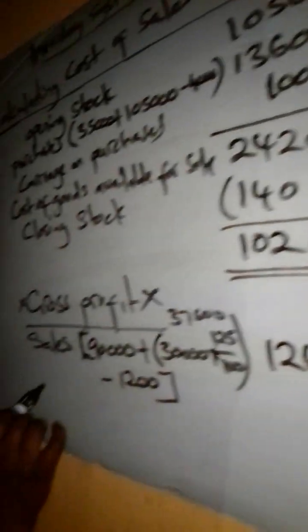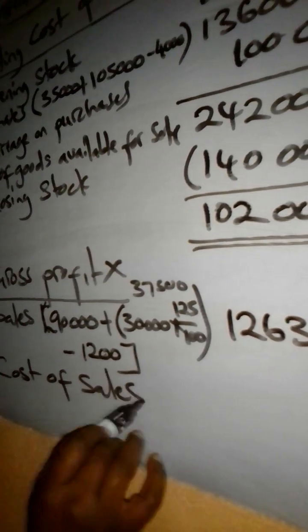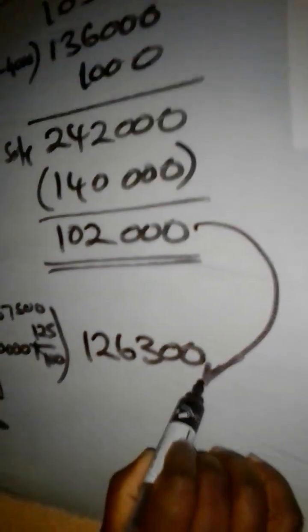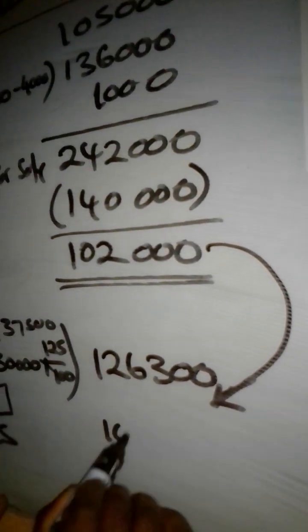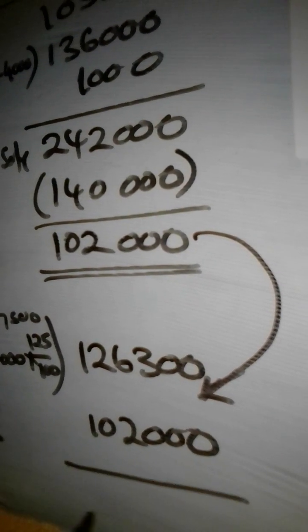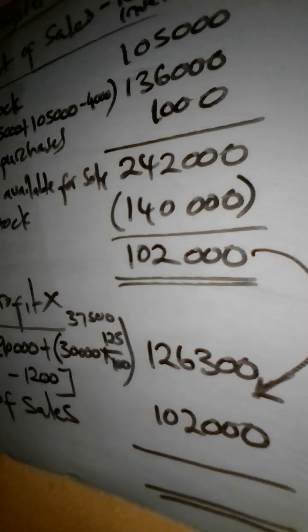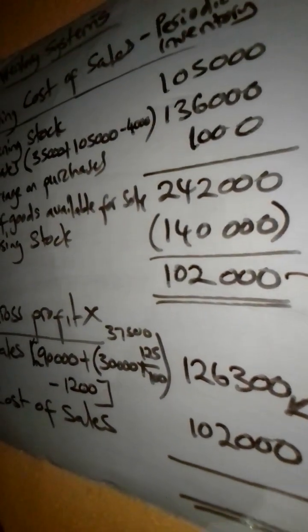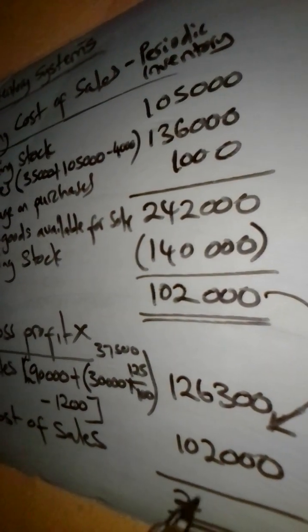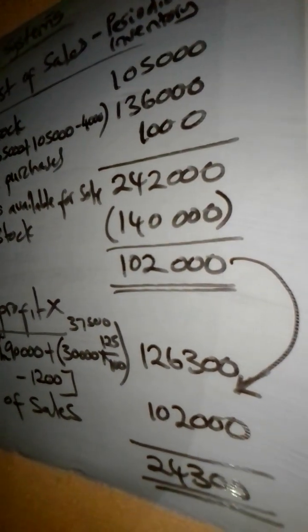Then we say minus cost of sales. The cost of sales are the ones given here. Our cost of sales are 102,000. So when you subtract 102,000 from 126,300, we are going to remain with 24,300. 24,300 is our gross profit.